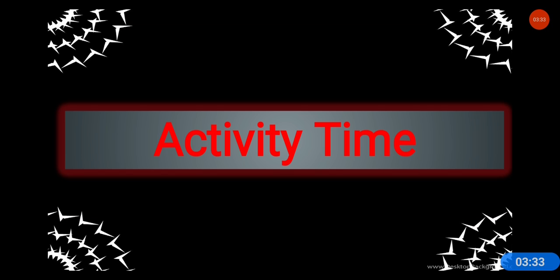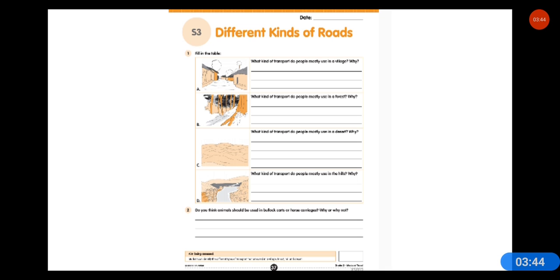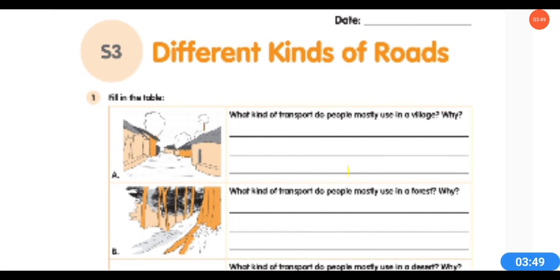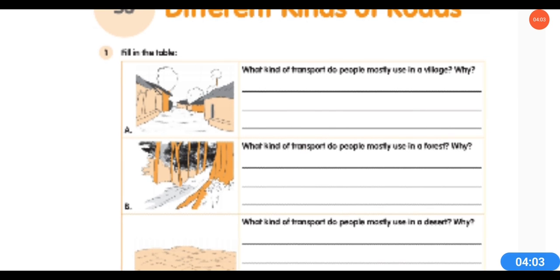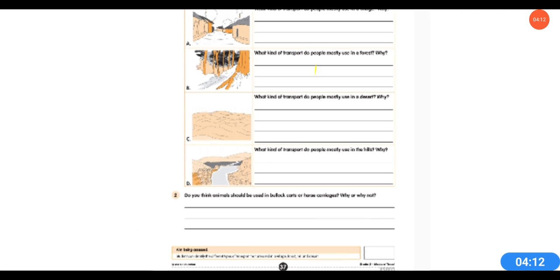Time for the activities. Please get yourself ready for activities. Make a pair with any of your family members. After making a pair, please open your workbook S3 of block 6, different kinds of roads. After opening it, please look at the pictures given in question number 1. First picture, second picture, third picture, fourth picture, and observe them. After observing them, I'll tell you what you have to do.